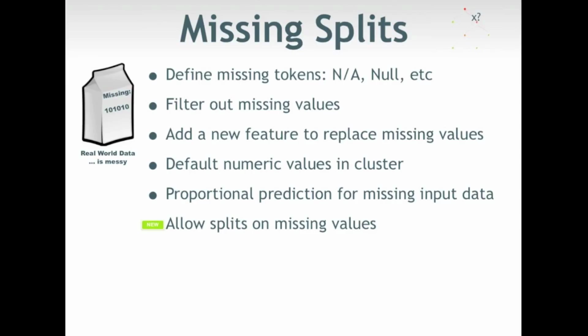But sometimes there's signal to be found in the missing data. Imagine if you were analyzing a data set of network packets. A missing TCP flag may be very important. So to handle these situations, BigML now offers the ability to make splits in the model based on missing values as well. So I'm going to give you a quick demonstration of that.